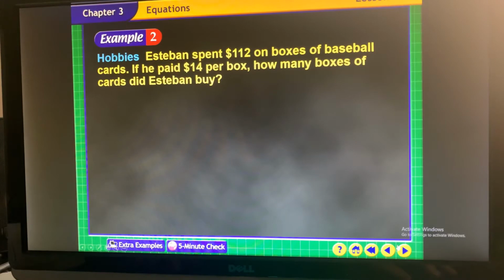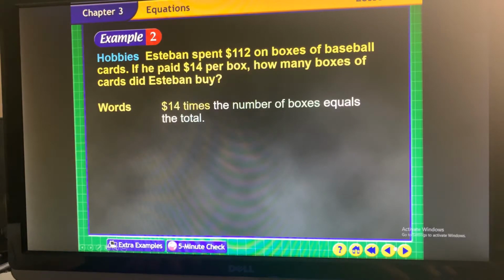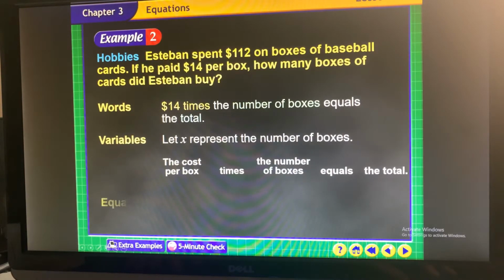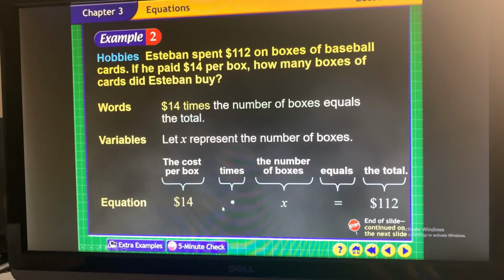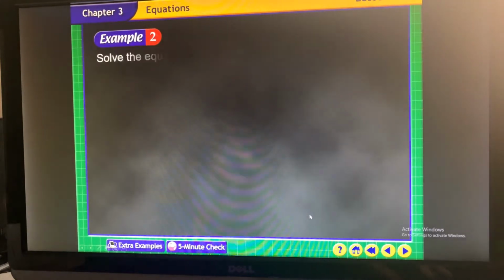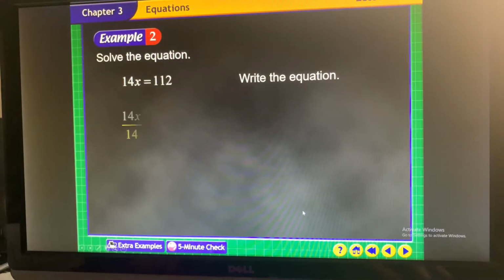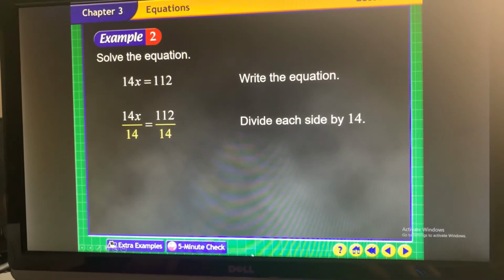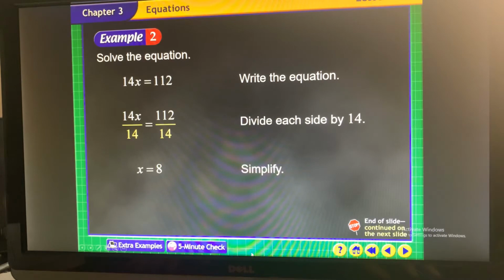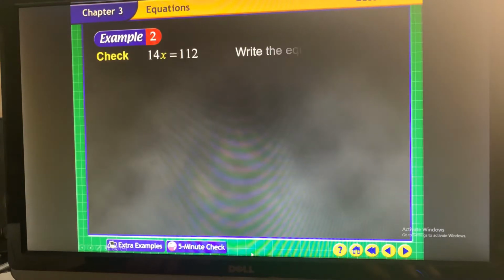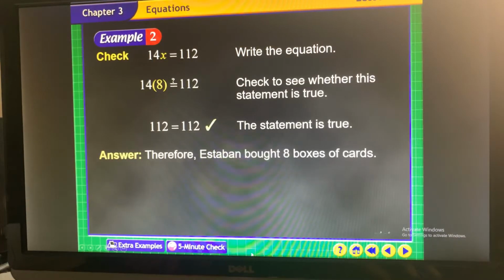Esteban spent $112 on boxes of baseball cards. If he paid $14 per box, how many boxes of cards did he buy? The first thing you want to do is come up with your equation. So you have 14x equals 112. Once you have 14x equals 112, you're just going to go ahead and divide both sides by 14 and have your solution. He's going to need to buy 8 boxes of cards. And this is your check step.